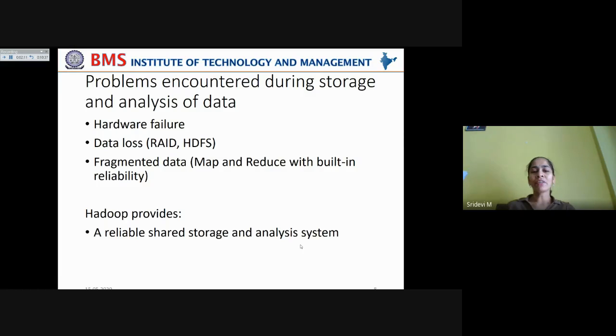Now, Hadoop provides a reliable, shared storage and analysis system. Shared storage means one file is not stored on a single disk. It is divided into blocks of data and stored on multiple disks, so that you can read that file simultaneously from multiple disks, so that you can reduce the read time. And it also increases the speed of analysis.